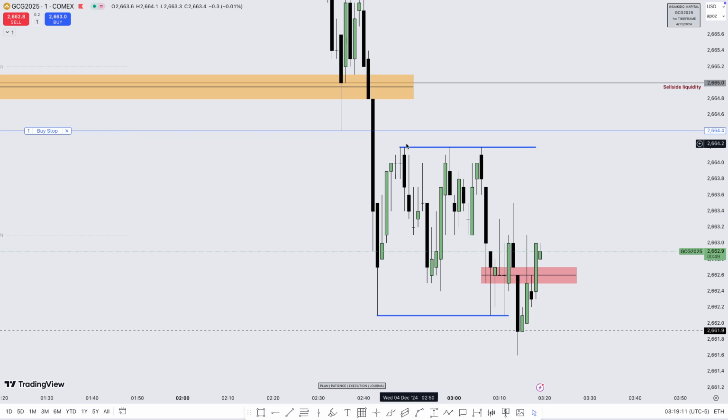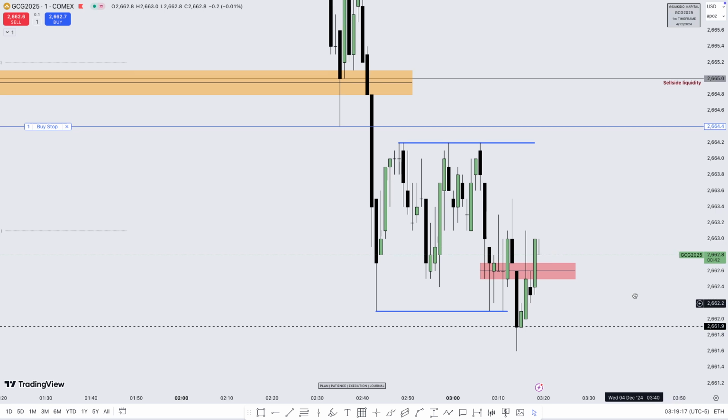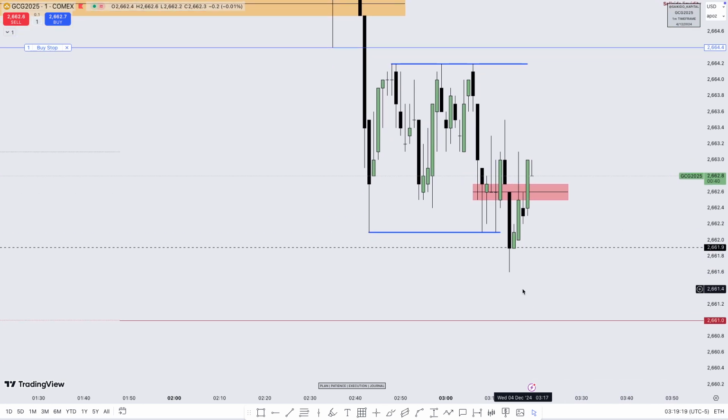So if it takes out these highs, at least it should just wick and stay below, then continue with the run to the downside. Right now we just closed on 1 minute above that. This is not what I want to see. Hence I'm tightening my stop loss.